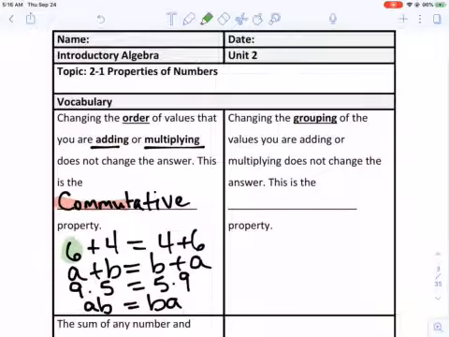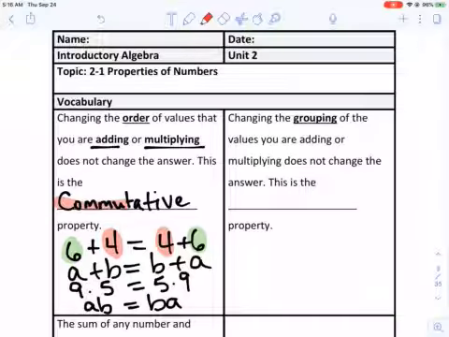And notice how the 6 went from the front to the back, and the 4 went from the back to the front. So commute means to move. The commutative property means we can just move the numbers.